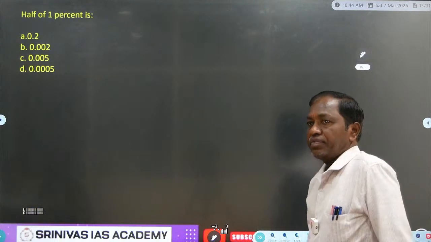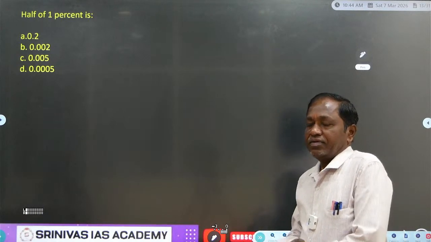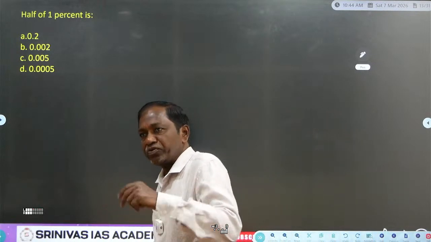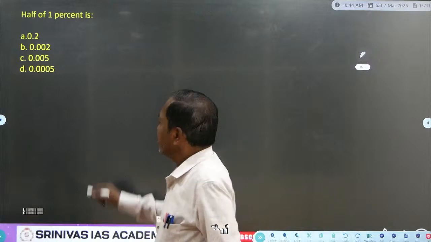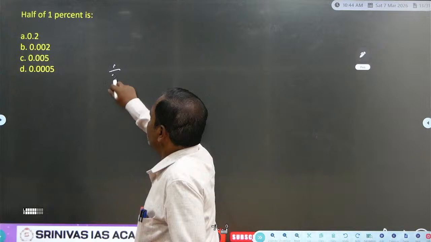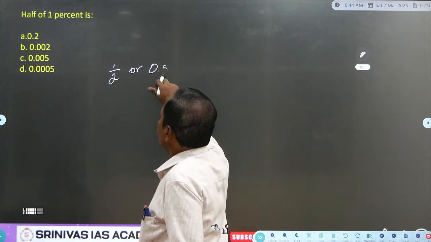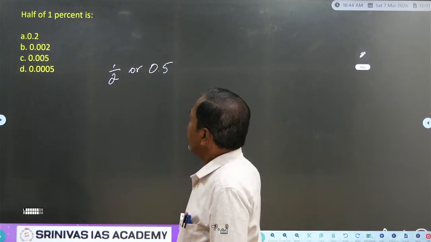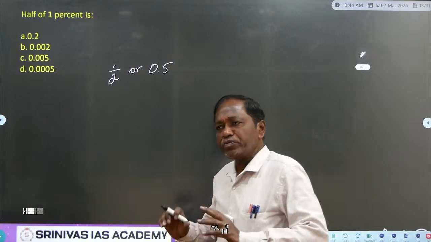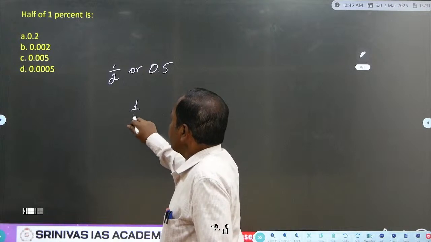Now see that. Half of 1% is, how do you write? Half, you can write as 1 by 2 or 0.5. Both will do. We must know alternatives like that. Let us take 1 by 2.